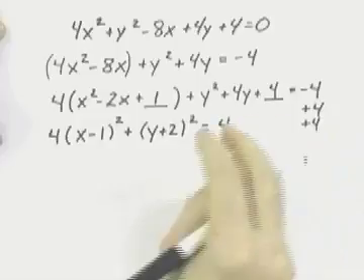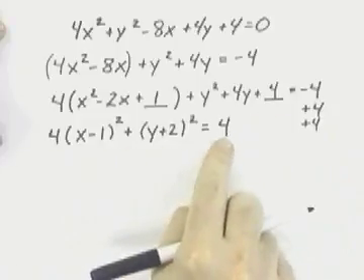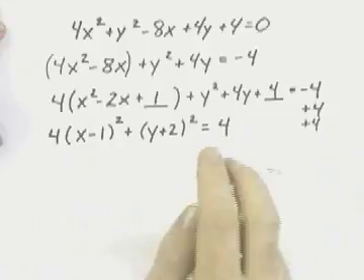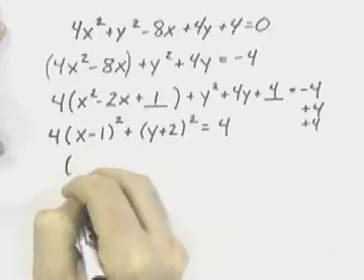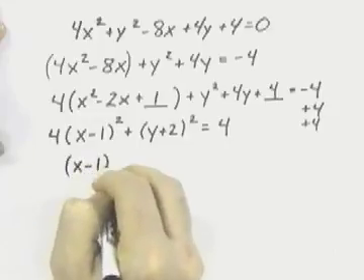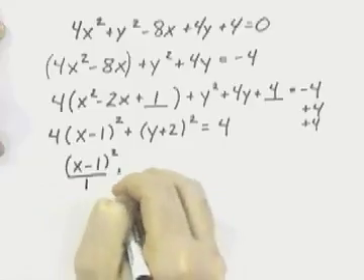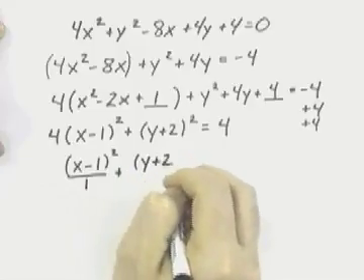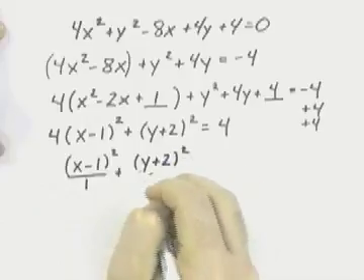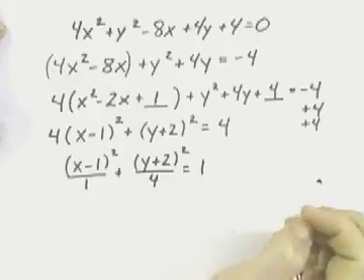Now my equation is not in standard form. I want the equation to be set equal to 1, so I divide all 3 parts by 4, and the result is (x minus 1) quantity squared, technically over 1, plus (y plus 2) quantity squared over 4 equals 1.